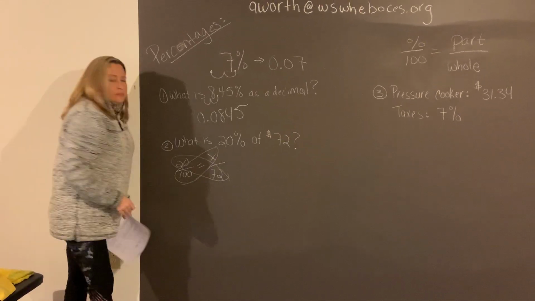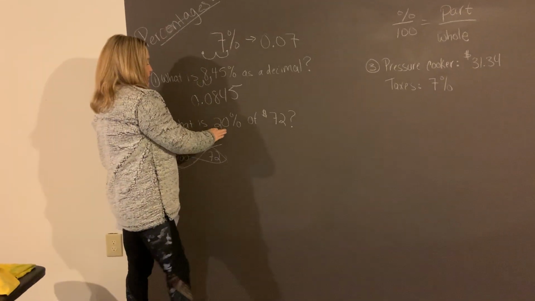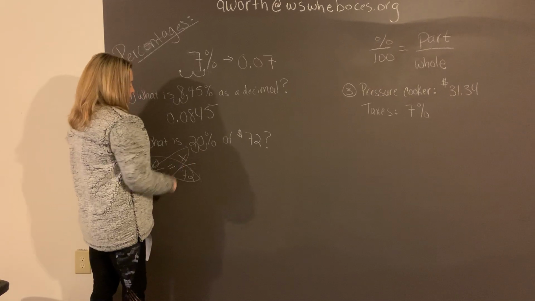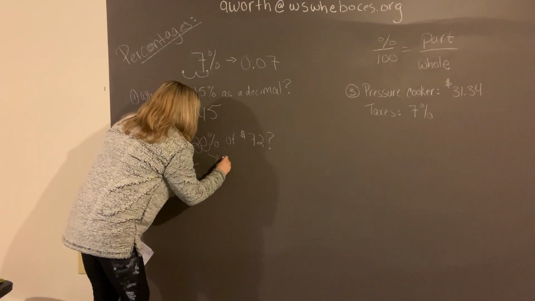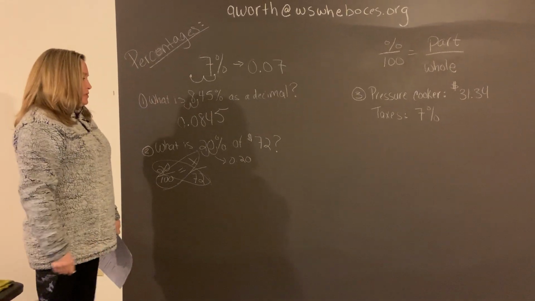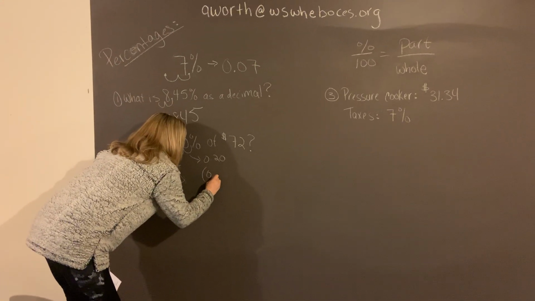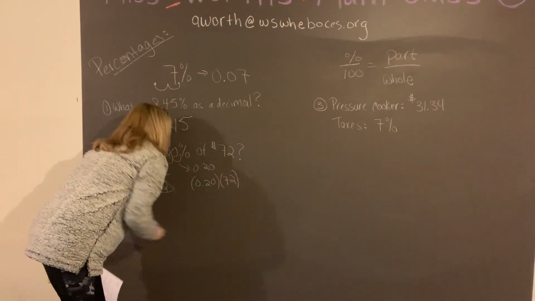and solve that way. The other way that I teach you is to change your percent to a decimal. 20% as a decimal would be 0.20. Change your percent to a decimal and then just multiply. So I would take 0.20 and multiply that by 72.